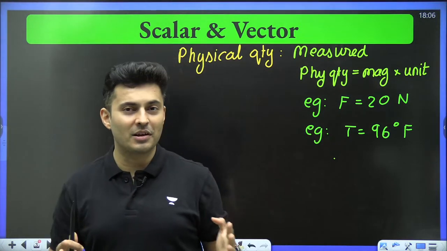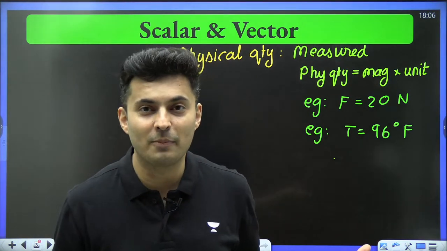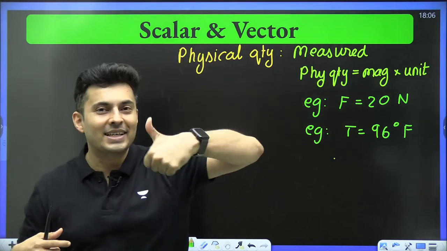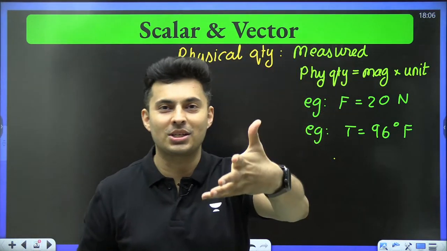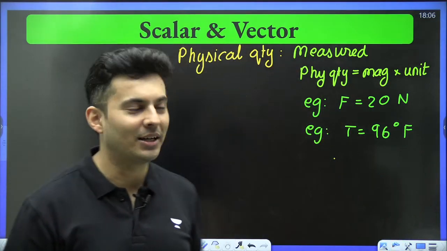What is the meaning of physical quantity? It cannot be things like happiness, which you cannot measure. I can measure the number of likes, but I cannot measure your josh. So the way I indirectly measure your josh is when you smash the like button.